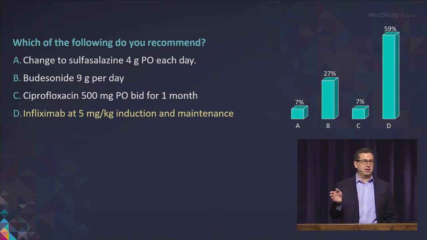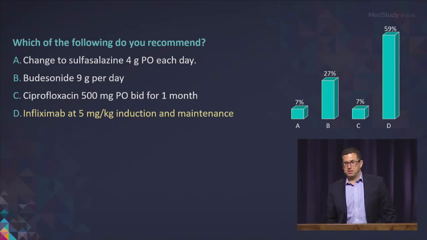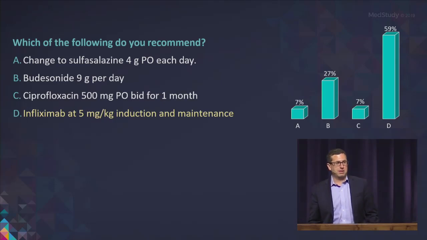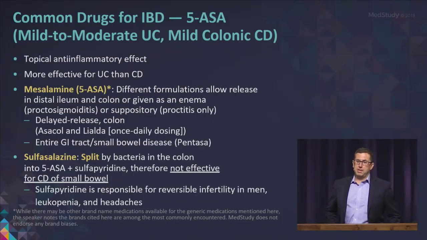Budesonide may be able to get you a few weeks or months, but the real major improvement would come with infliximab. Changing to sulfasalazine, that's similar to mesalamine that he's already on, so that's not going to help. And then antibiotics are not really going to help in this case, although ciprofloxacin can have some activity in Crohn's disease. So common drugs for IBD.